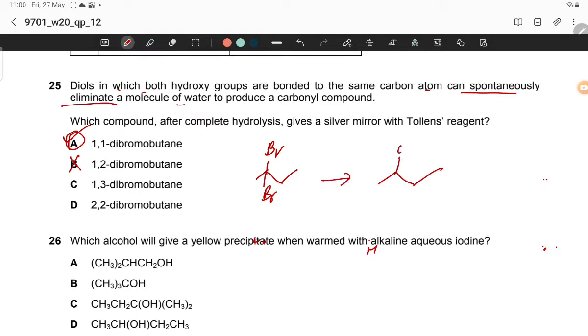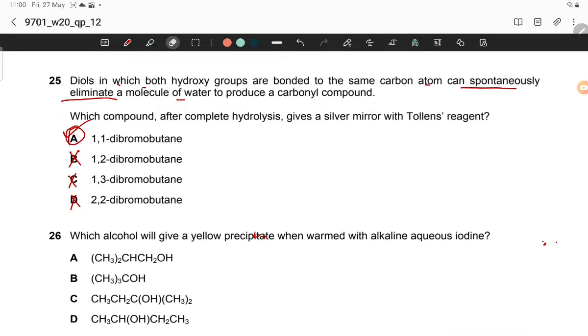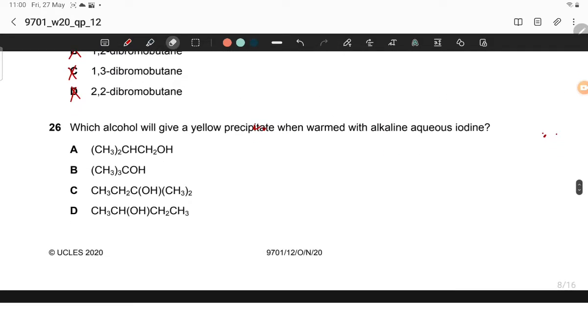This is present on the same carbon atom, but it gives a ketone, and a ketone does not give the silver mirror test, so it is also incorrect. A must be correct. Which ethanol will give a yellow precipitate when warmed with alkaline aqueous iodine?